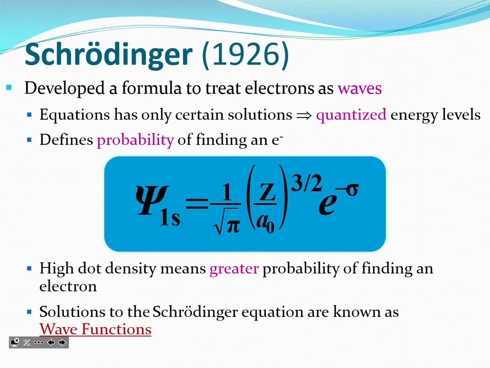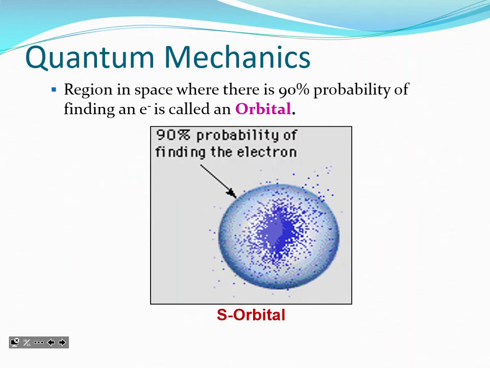So he uses, and you're going to see a short video that has a lot of the math running through it, but that's not what's important. What's important is that he calculated these solutions, and then you could figure out the three-dimensional spaces as to where they're going to be located. And he was able to come up with the pictures of these three-dimensional spaces based off of his math calculations. So a high dot density means a greater probability of finding an electron in that particular space.